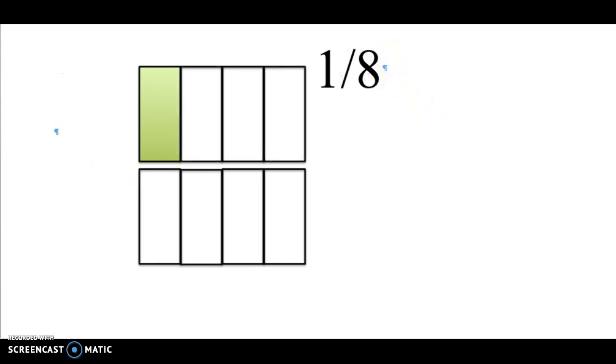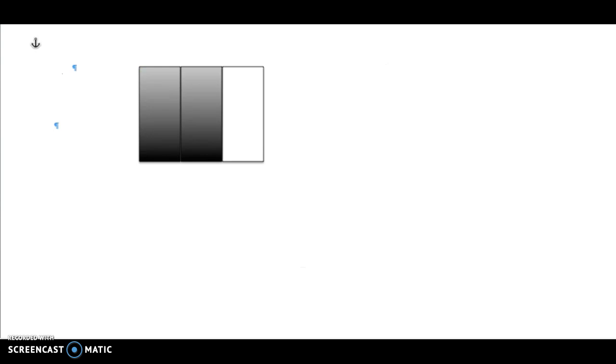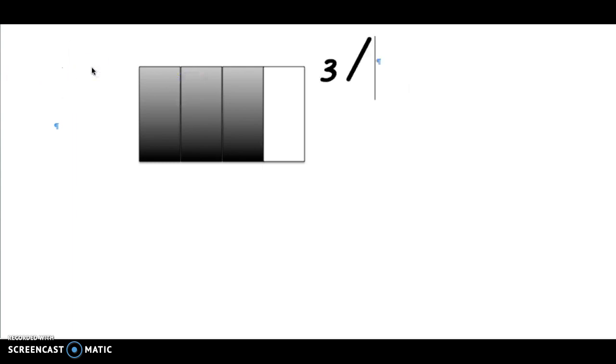Okay, so in this diagram here, 3 of the 4 equal parts have been shaded. So the fraction that is shaded is 3/4. So we will have 3/4, written like this.